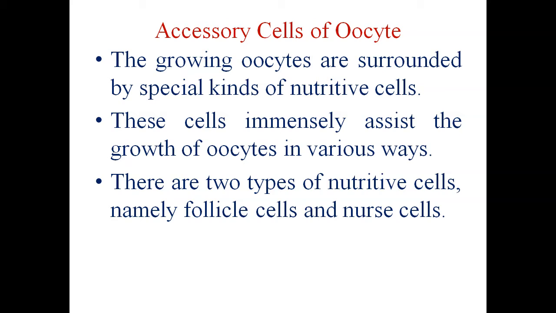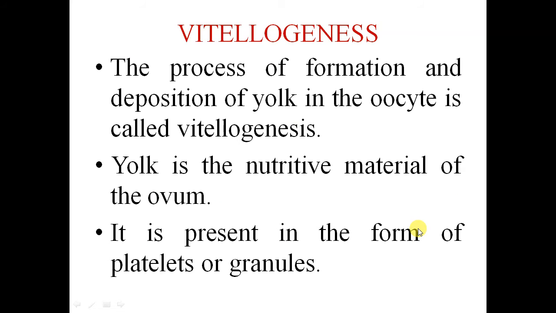Accessory cells of oocytes. The growing oocytes are surrounded by a special kind of nutritive cells. These cells immensely assist the growth of oocytes in various ways. There are two types of nutritive cells, namely follicle cells and nurse cells.